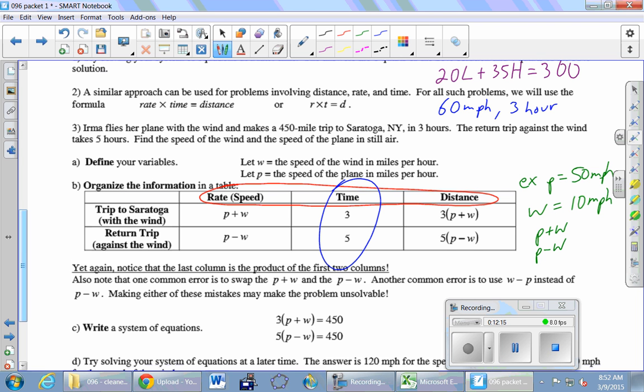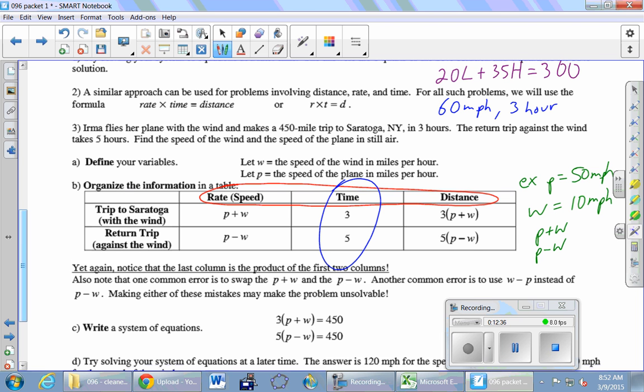All right, so that's the toughest part. I think the rest is going to be pretty straightforward. Like we've seen before, when you want to get the last column, we multiply the first two. The way we've set it up, we can continue to do that. Rate times time is distance, so 3 times P plus W is here, and then 5 times P minus W is there.